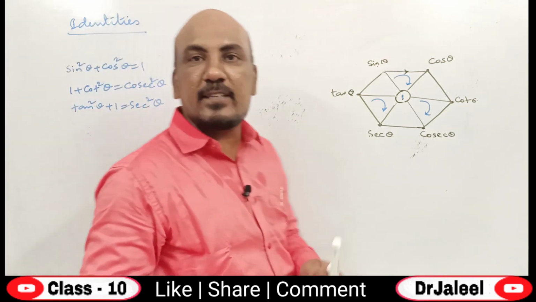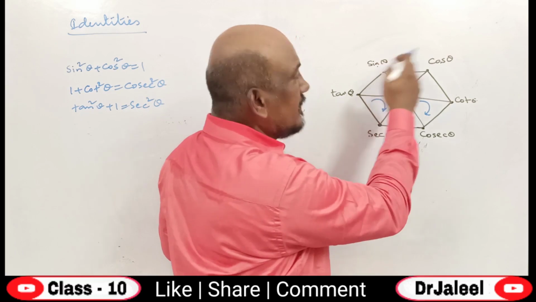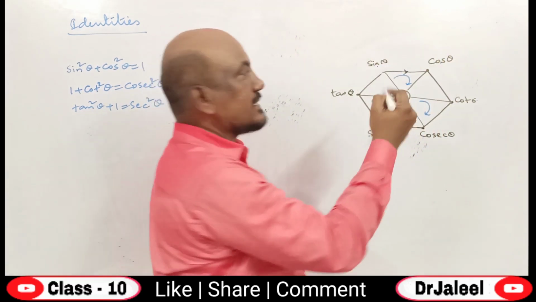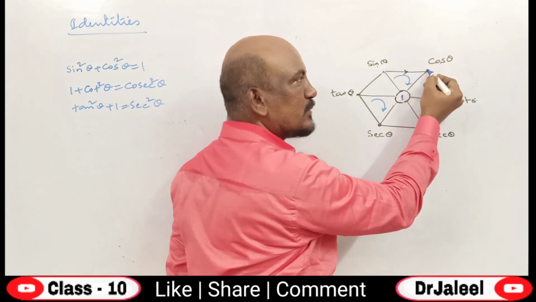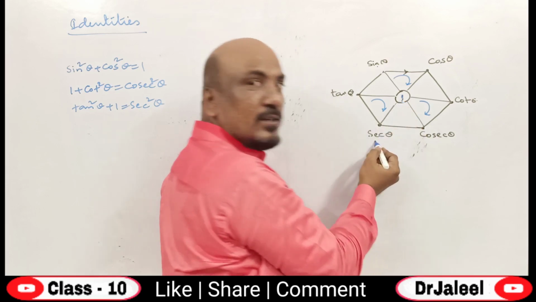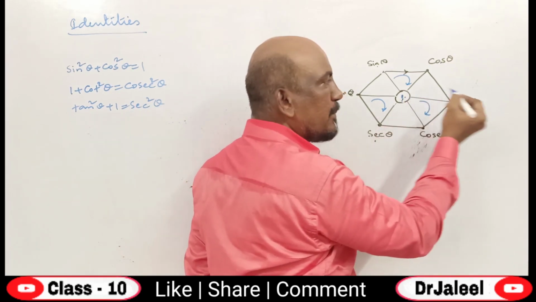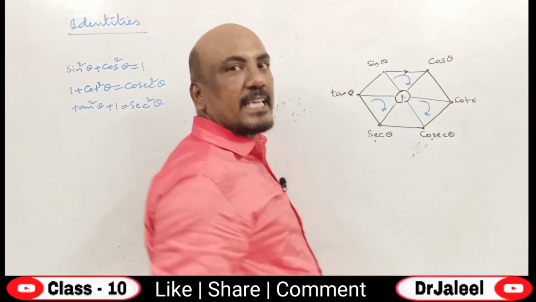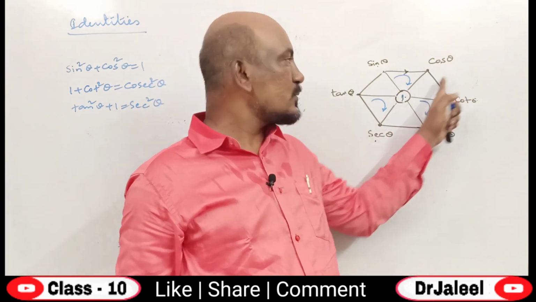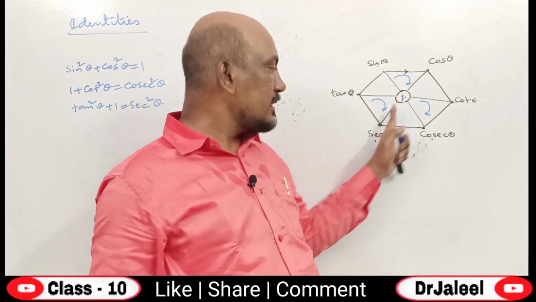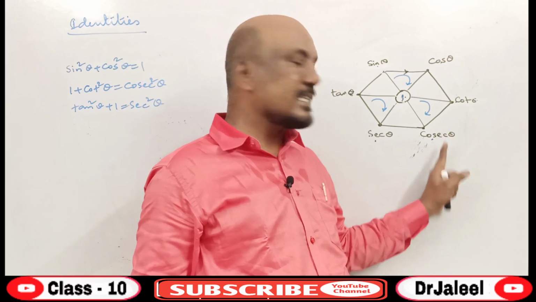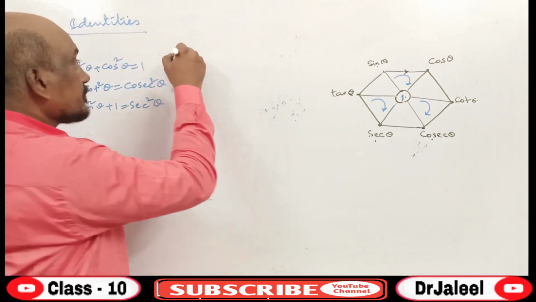Once again I'll explain this concept to you children. Sin, cos, 1. So go clockwise and it should be plus. Sin square theta plus cos square theta is equal to 1. Tan square theta plus 1 is equal to sec square theta. 1 plus cot square theta is equal to cosec square theta. Remember, you have to add the squares to these.